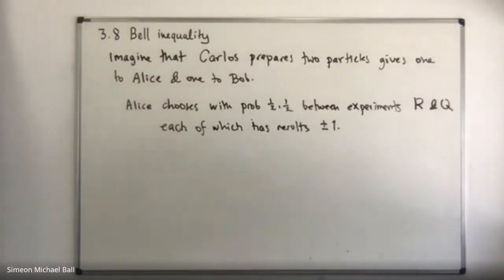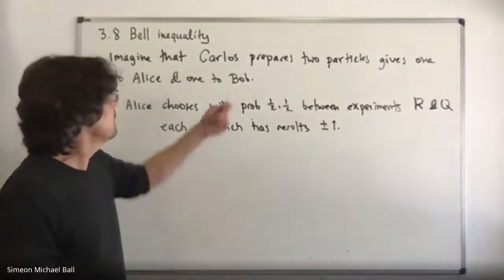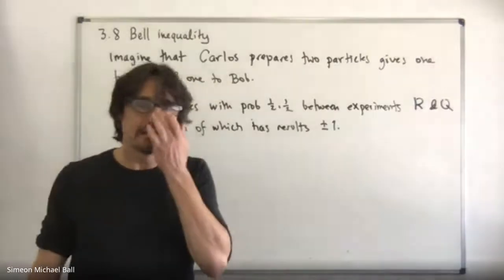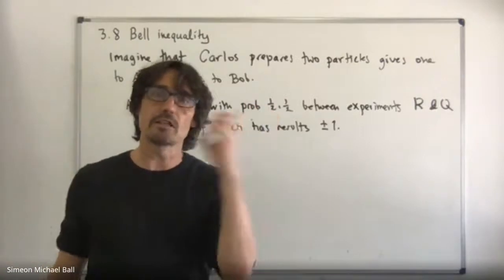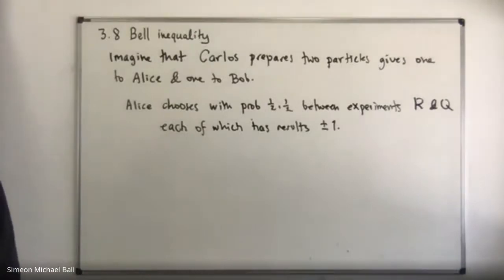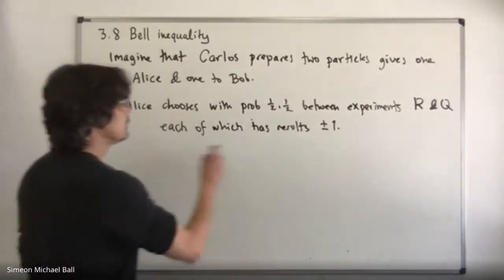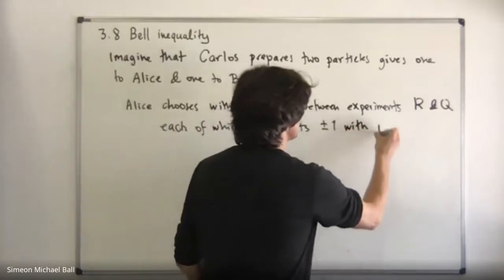And so you can think of it like maybe Carlos gives her a ball. It's dark, and in one experiment she shines a light on it and sees what color it is. She knows it's either going to be red or blue, with probability.